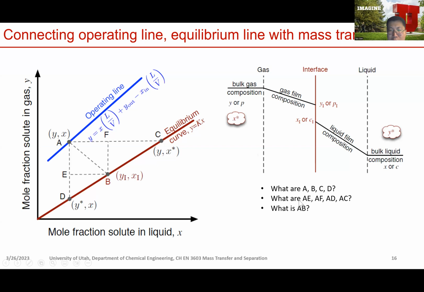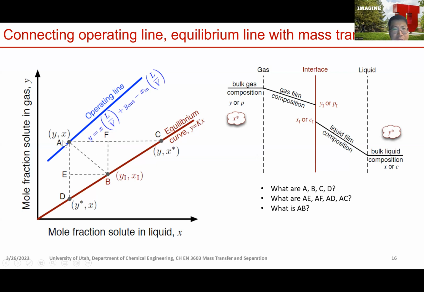So what are the four line segments: AE, AF, AD, and AC? AE is on this vertical line, so they have the same X coordinate. The length of AE is Y minus Y_i, which gives us the mole fraction difference in the gas phase. That is the mass transfer driving force in the gas phase. Similarly, the length of AF equals X_i minus X, which is the liquid phase mass transfer driving force.